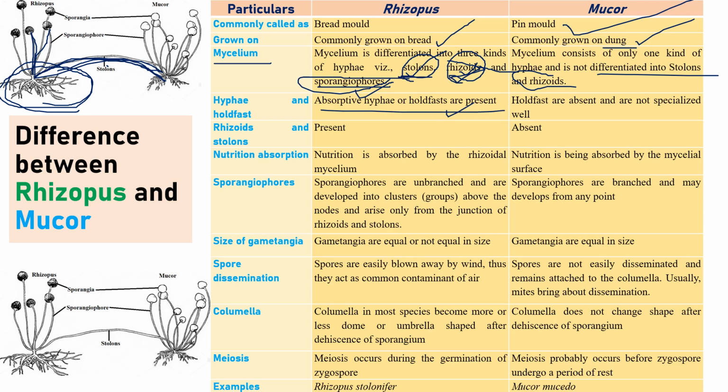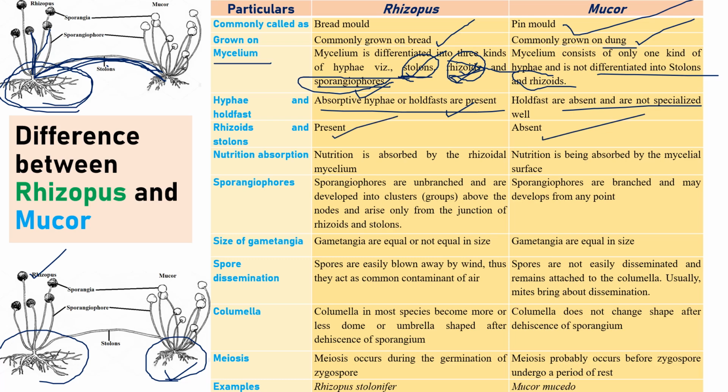Just take a look at this. So this is Rhizopus. This root-like structure is there, so these are rhizoids. Of course, here also root-like structures are there, but these are not rhizoids. They are not well specialized, as we discussed. So holdfast is absent and not well specialized. There are no special arrangements like rhizoids and stolons in Mucor, but all are present in Rhizopus. Rhizoids and stolons are present in Rhizopus, but absent in Mucor.